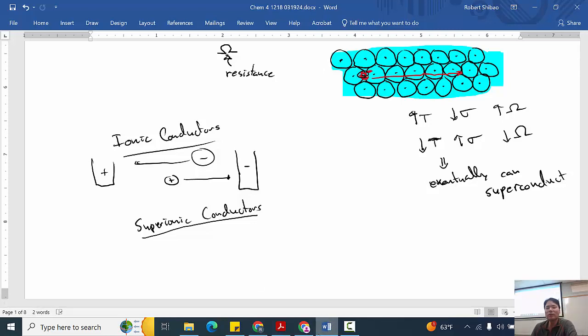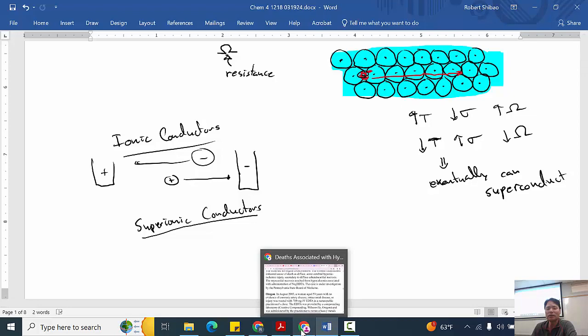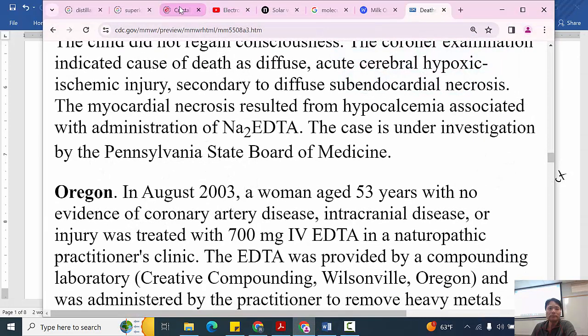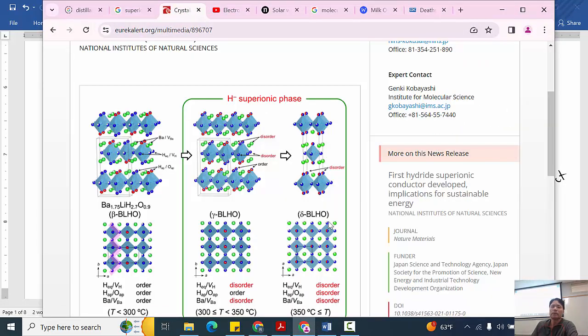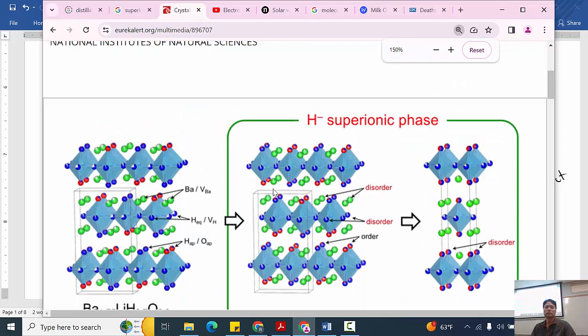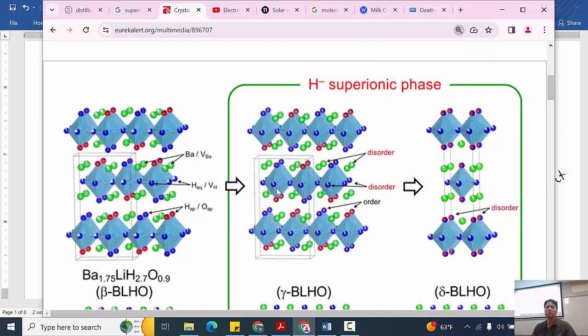Superionic conductors, what they have is they have these channels. Let me show you here. So in the superionic phase, there could be vibrations here, but the ions will have channels, these free channels. These are like empty hallways that the ions can travel through.